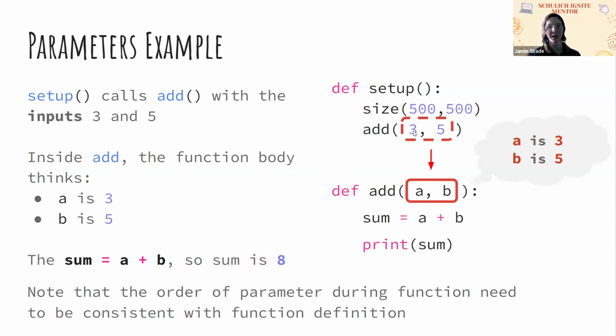So make sure you're keeping the order of the parameters within the function call and within the function definition the same, because the order is important. If you have a first and then b, it needs to be the same for both of them.